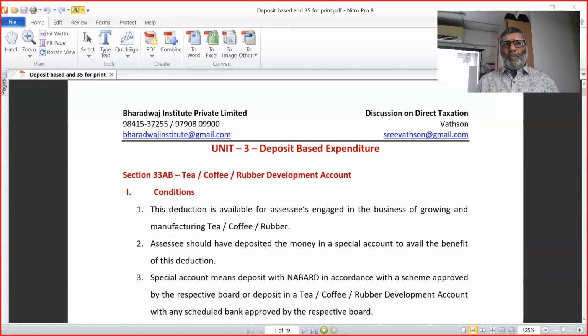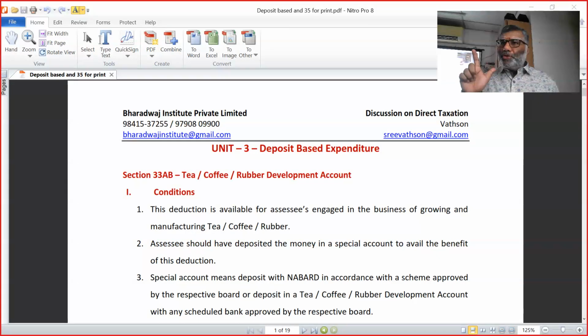And then we are moving on to section 33. Here, deposit based deduction. Normally, expenditure will only be allowed as deduction. But here is a set of sections which are going to tell us that if you deposit money, you can claim deduction. And they are also going to say what the deposit has to be utilized for.